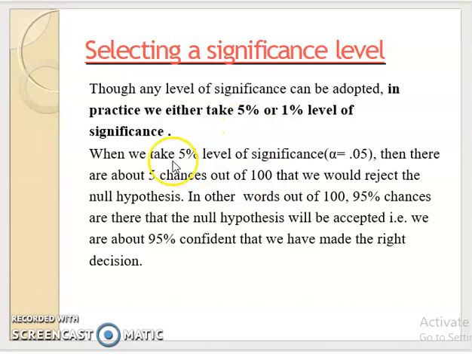When we take the 5% level of significance, then alpha is equal to 0.05. Then there are about 5 chances out of 100 that we would reject the null hypothesis. That is what it means. If you are taking alpha as 0.05, then there are 5 chances out of 100 that we will reject the null hypothesis. Or in other words, out of 100, there are 95% chances that the null hypothesis will be accepted. That is, we are about 95% confident that we made the right decision, if you are taking the significance level as 5%.